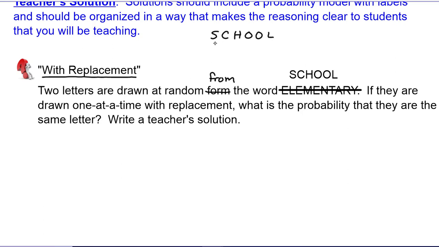Suppose that I put my hand in the bag and I draw an S. Okay, so I'm going to record that I drew an S. Then I'm going to take that S and put it back into the bag. If I put it back into the bag, I didn't change anything. The S is still going to be there so that I could pull it out a second time. So when we have with replacement, this means that they are independent events.